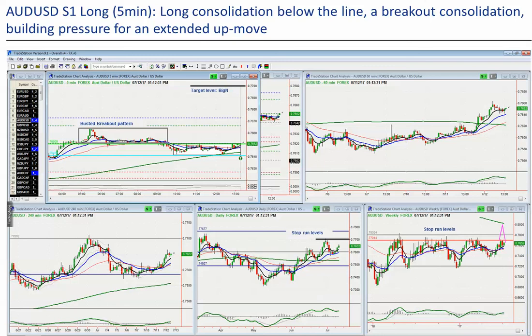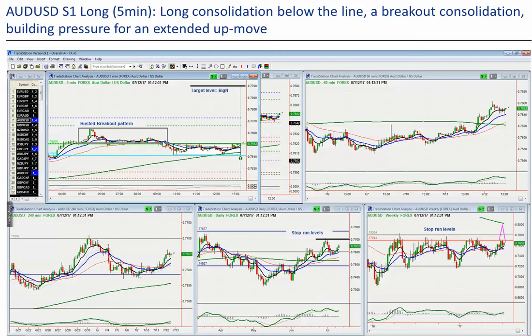What I've got here is a typical example of System 1, the busted breakout pattern. It was traded in the 5-minute chart, Australian dollar, US dollar long. The pattern itself on a horizontal line is this one here I've marked with a rectangle.